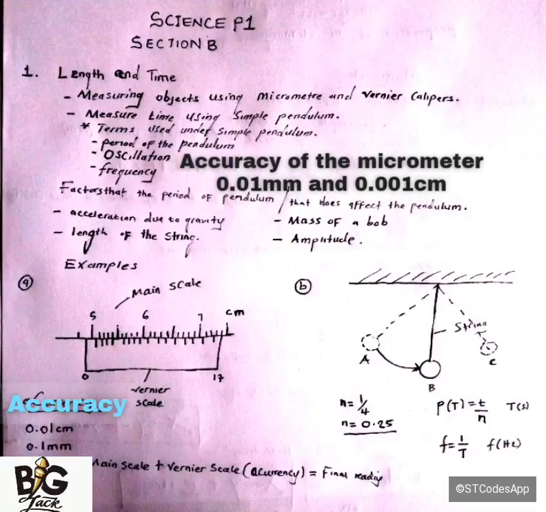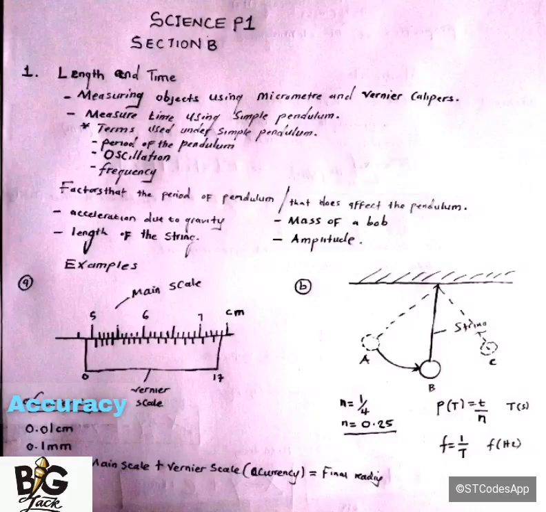Then on the vernier scale, we take the reading where two lines are colliding, from the main scale and also from the vernier scale, where two lines are meeting or colliding. In this case, as for the vernier scale, here we can count from 0: 1, 2, 3, 4. So my vernier scale reading is going to be 4.